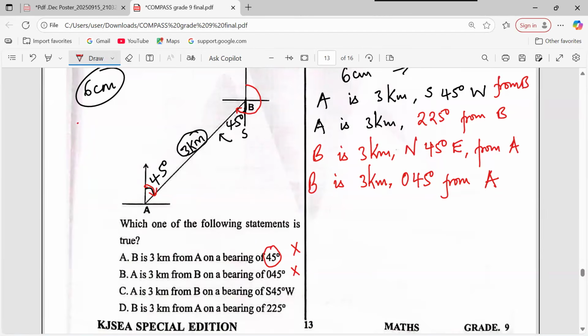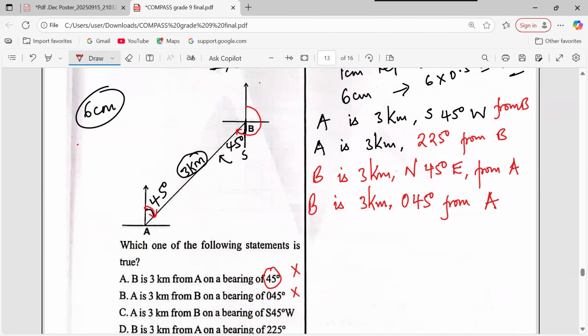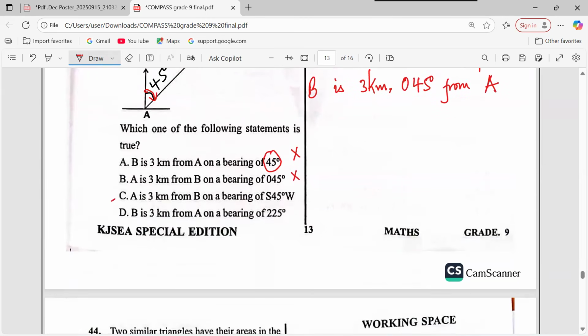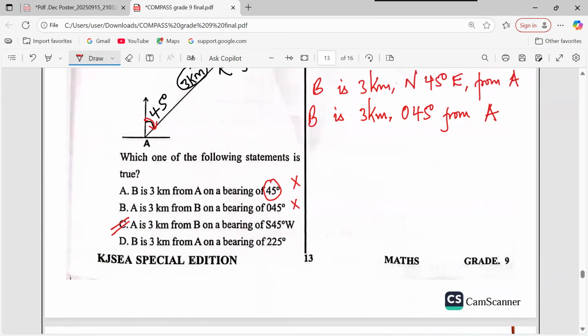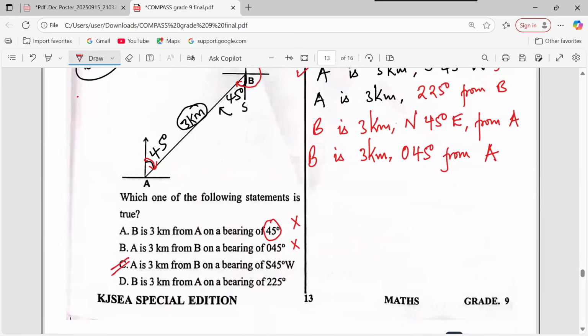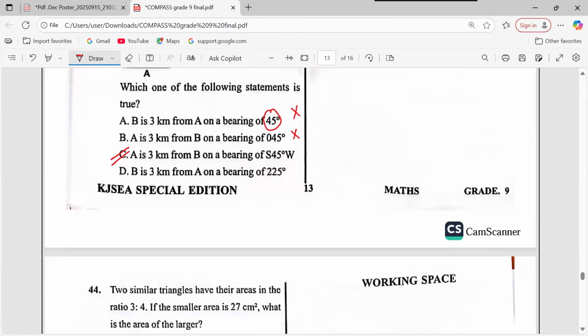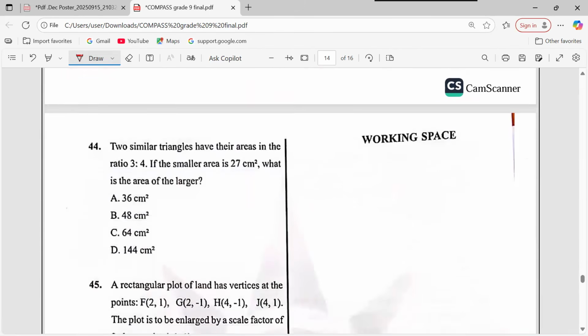A is 3 kilometers from B, on a bearing of south 45 towards west. That is the first option that we were discussing there. So this now becomes a true statement, and we can also proceed to check D. B is 3 kilometers from A, on a bearing of 225. B from A is not 225, it's 045. So C is the only right answer.